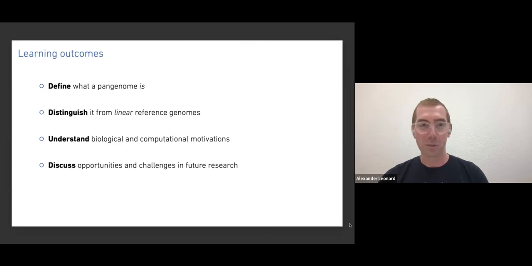For the learning outcomes, hopefully by the end of this talk, we'll be able to give some definition for what a pangenome might be, and particularly how we can distinguish it from a linear reference genome. And we can understand some of the different biological or computational motivations for why we want to work with pangenomes. Again, I think they are worth exploring, so hopefully we'll give some cases of nice opportunities for what we can do with pangenomes, as well as some of the challenges that we encounter as we actually apply them in research.